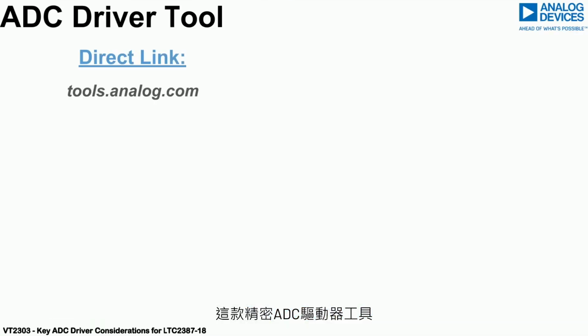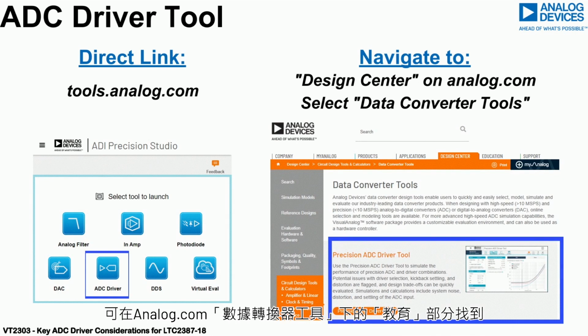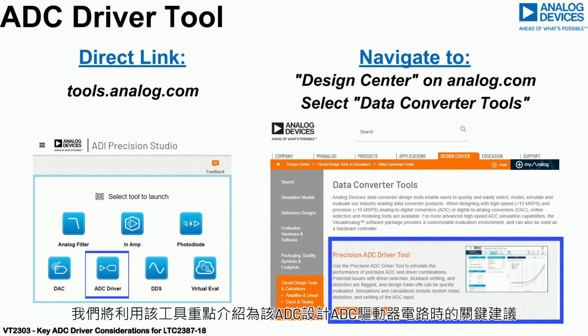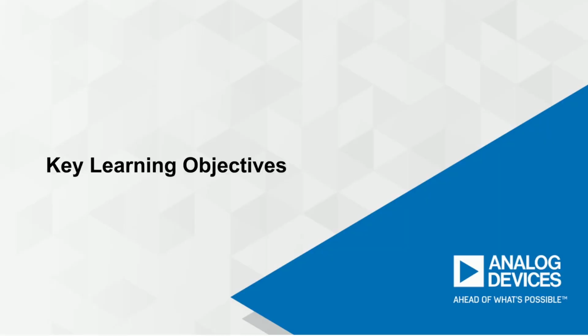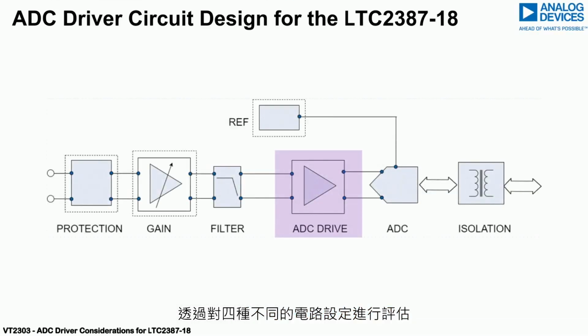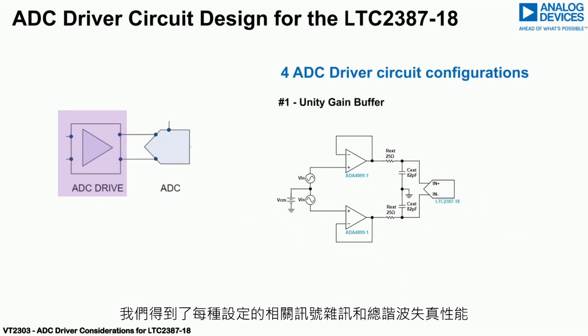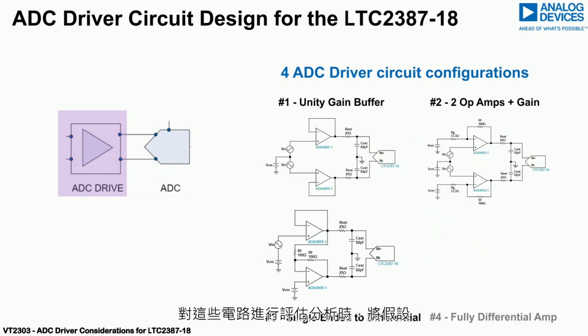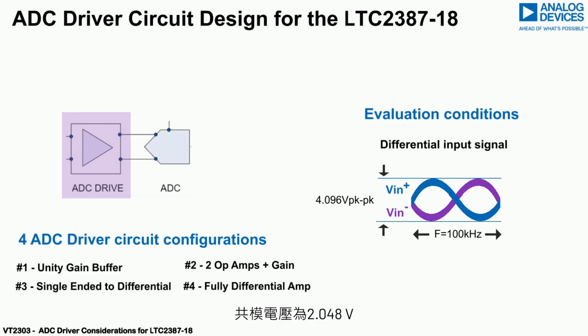The Precision ADC Driver tool, which can be found in the Education section under Data Converter Tools on Analog.com, will be used to highlight the key recommendations when designing an ADC driver circuit for this ADC. Evaluated are 4 different circuit configurations where the associated SNR and THD performance is obtained for each. These circuits will be analyzed assuming a 100 kHz differential input signal with an amplitude of 4.096 volts peak-to-peak, sitting at a common mode voltage of 2.048 volts.